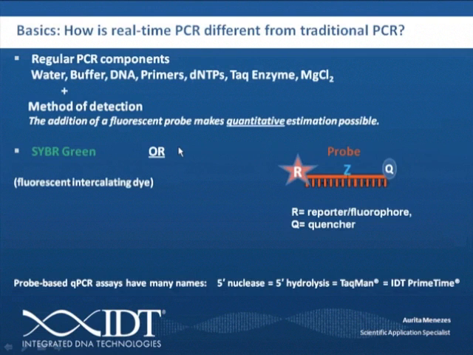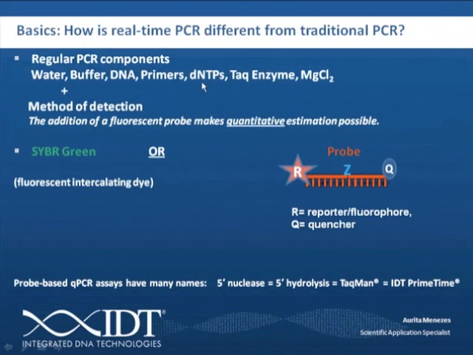How is real-time PCR different from traditional PCR? Real-time PCR has the same components as regular PCR. You have the water to provide the matrix, buffer to maintain your pH and salt conditions, your template target DNA, primers, dNTPs, which are the building blocks, Taq polymerase enzyme that synthesizes new target DNA, and magnesium chloride, which is important for primer and DNA stabilization, as well as for optimal activity of your Taq enzyme.